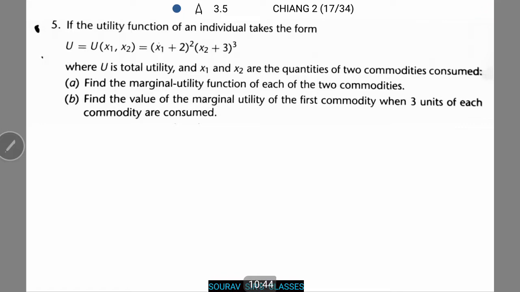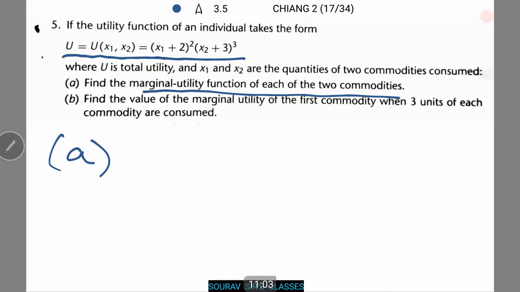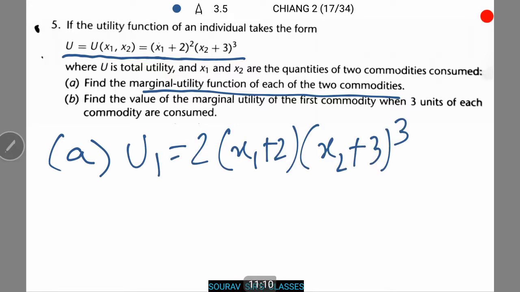Now we are given a utility function u equals u of x1, x2, that is x1 plus 2 whole square and x2 plus 3 whole cube. Now we need to find the marginal utility function of each of these two commodities. You can pause the video because I'm going to be solving it within just a second. Yes, it's that easy. Please try it out.